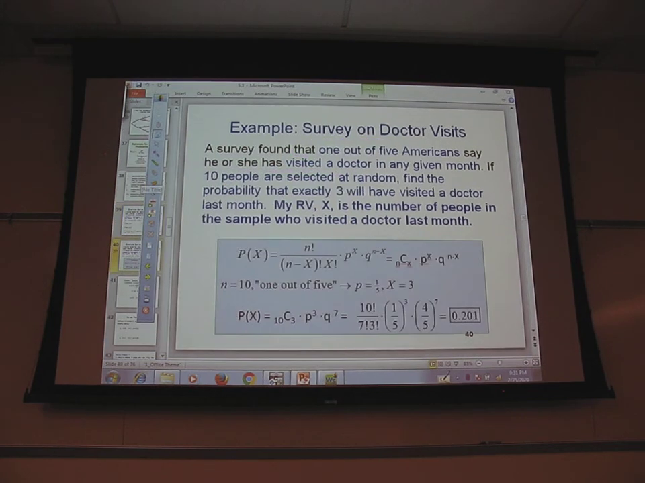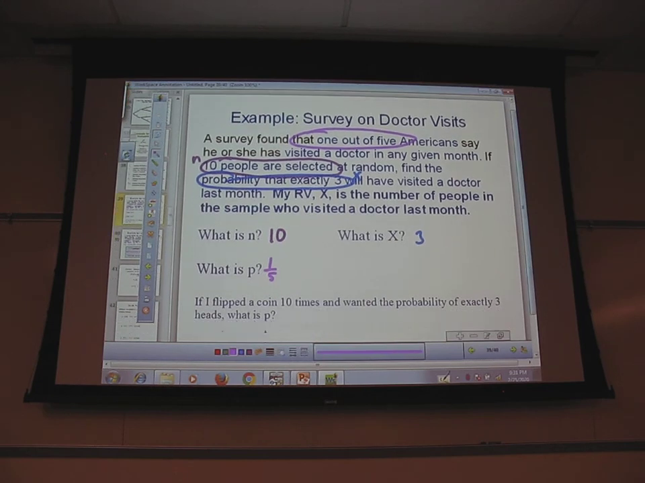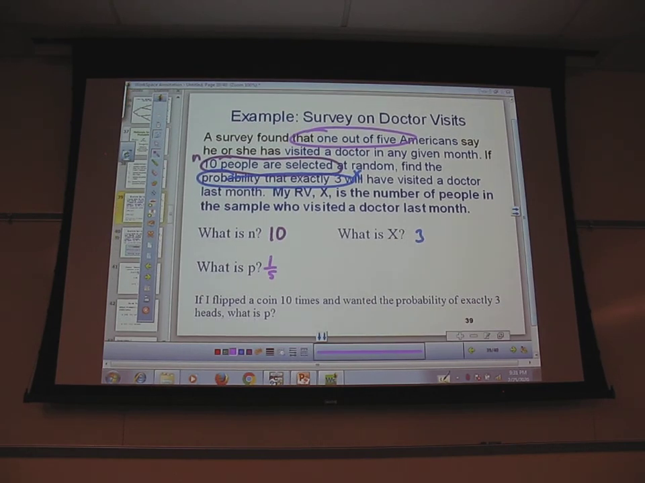So here, before we do that, what's my Q? 4 out of 5. If P is 1/5, Q is 4/5. Good? Or 0.2 and 0.8, you can do either one. And then also, what's N minus X, or my number of failures? 7. Yep. Everybody good with that part? 10 items, 3 are successes, 7 must be failures.